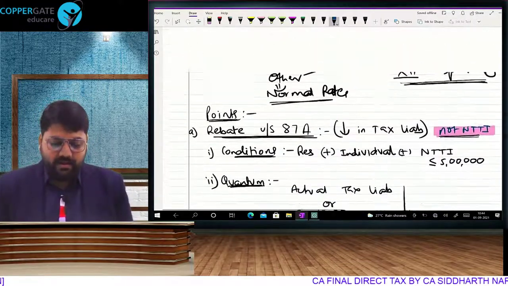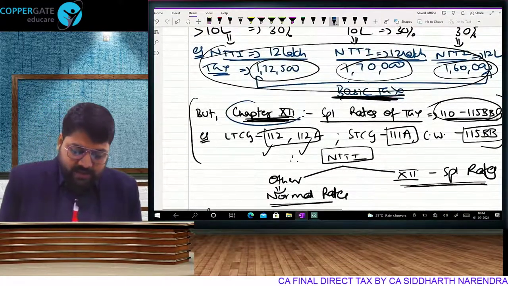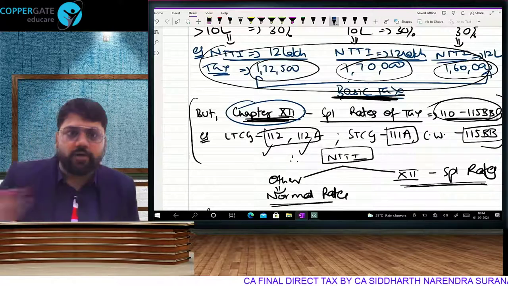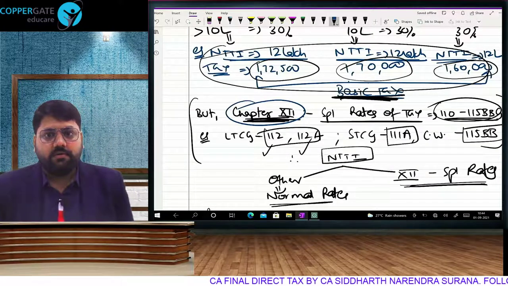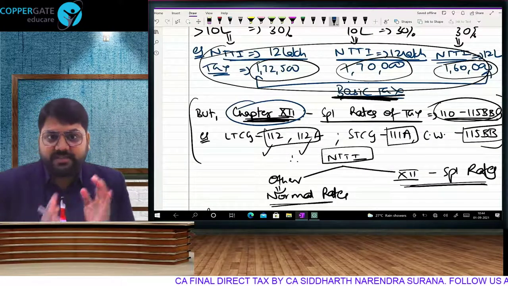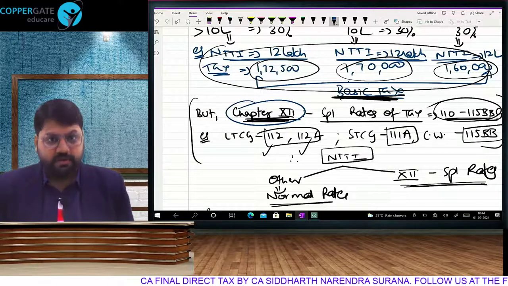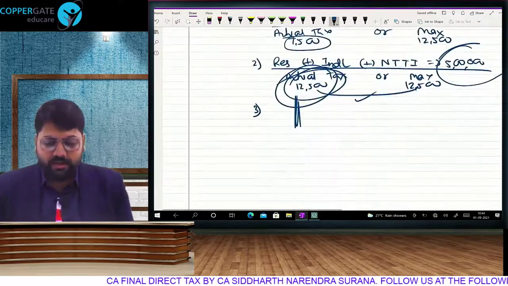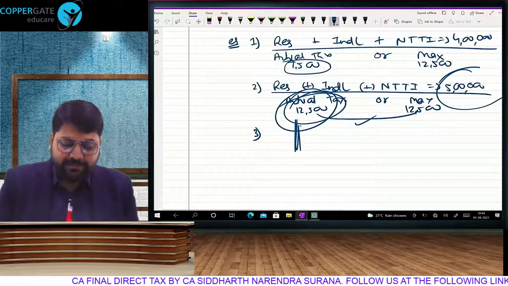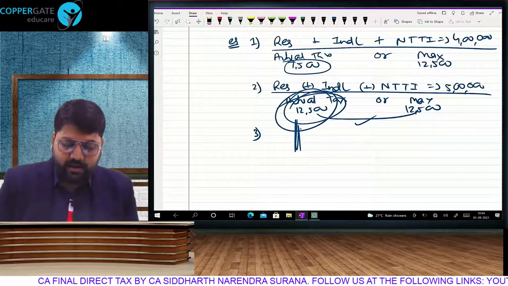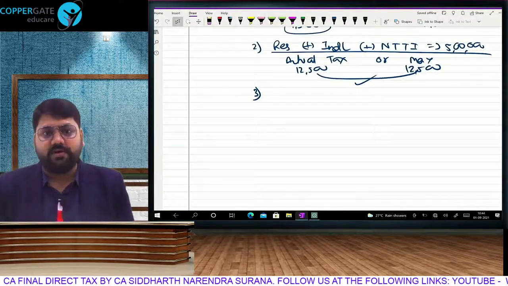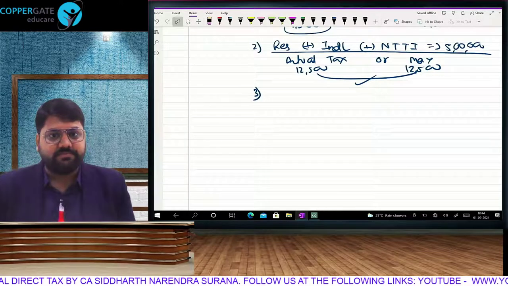This is why I mentioned chapter 12. I am not going to teach you chapter 12. You are in introduction. I have a separate chapter, special rates of tax. This is why I mentioned chapter 12, that you will understand the impact of chapter 12 in your calculation, at least if you have some knowledge about it. Chapter 12 means special rates of tax.